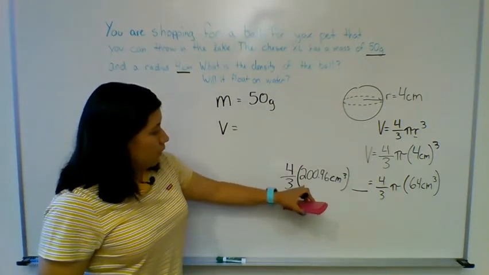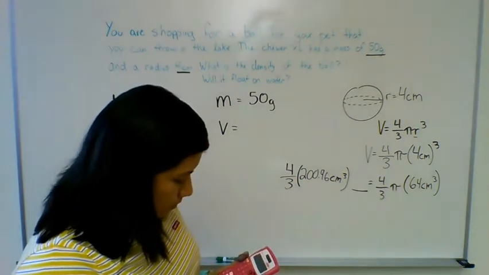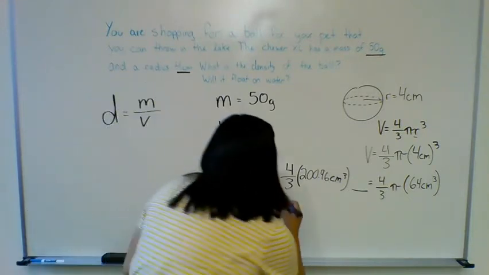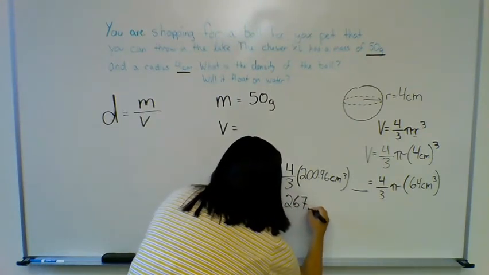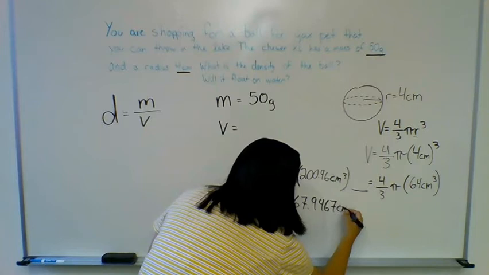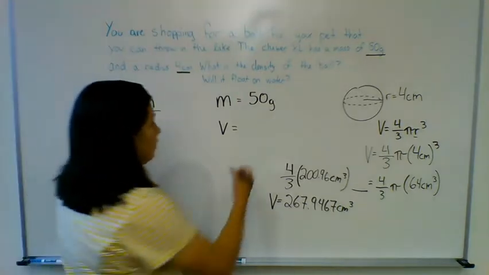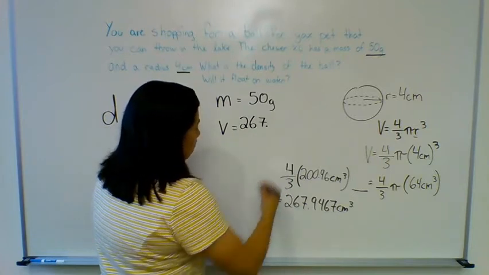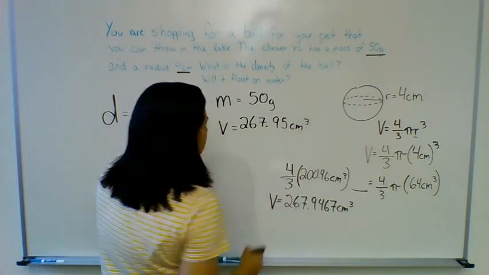Okay, now to multiply a fraction, you're going to do this number times 4 divided by 3. So let's see what we get. 267.946. Okay, so now I know that that is the volume of this sphere. So I'm going to put it right here, 267, and I'm going to just go ahead and round to make things simpler. So 0.95 centimeters cubed.